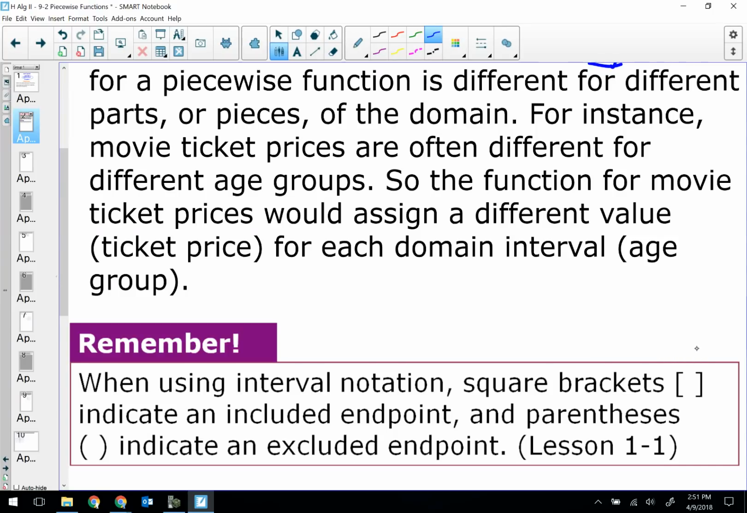Don't forget about interval notation. Remember, you might use interval notation here. So don't forget, brackets mean you include something. Parentheses mean you do not include something. So just as a reminder for that.